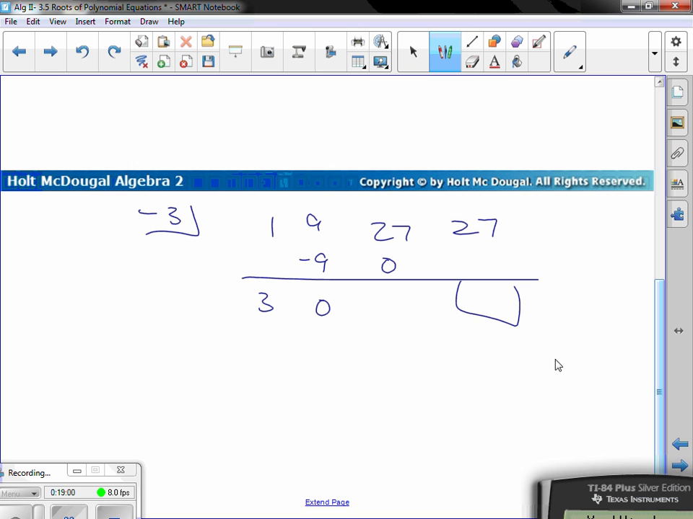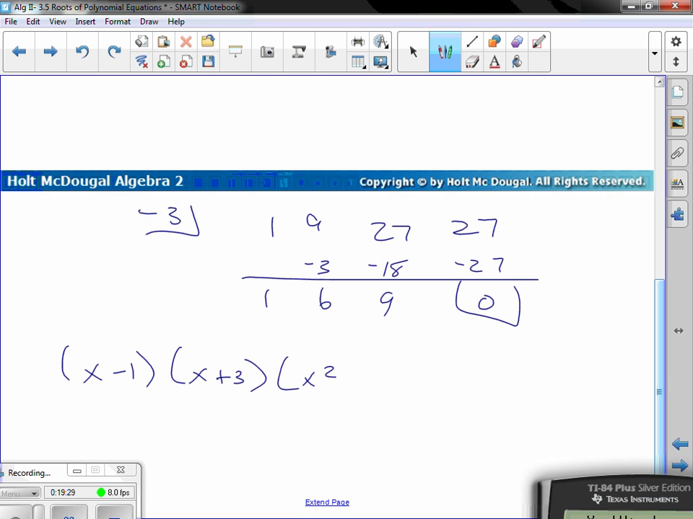Wait. I was off the line. Off the line, we'll start over again. 1, negative 3, 6, negative 18, 9, negative 27. I would have caught myself when that wouldn't have been a 0. So I have x minus 1 from the first one, x plus 3 from this one, x squared plus 6x plus 9.